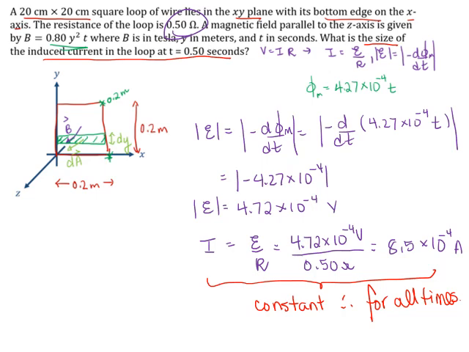Okay, so there's our current in the loop, and this is true at all times, so it's also the current at 0.5 seconds.